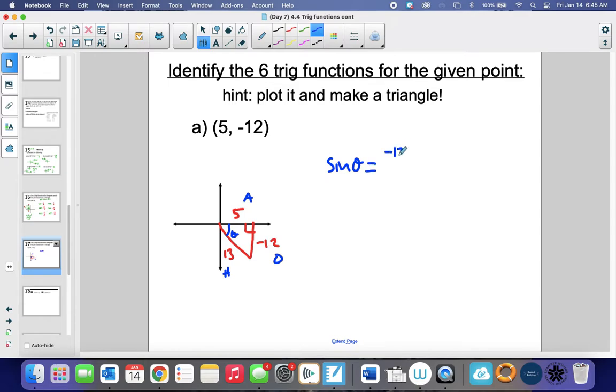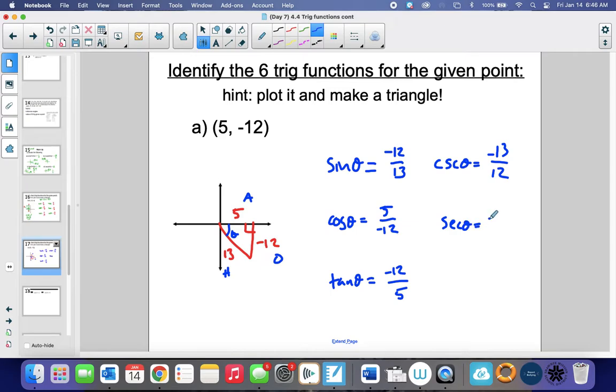So if we do the 6 trig functions, sine is opposite over hypotenuse, so we've got negative 12 over 13. Cosine is adjacent over hypotenuse, so 5 over negative 12. And tangent is opposite over adjacent, so negative 12 over 5. Then we do our reciprocals. Cosecant is going to be negative 13 over 12. Secant is going to be negative 12 over 5. And cotangent is going to be 5 over negative 12.